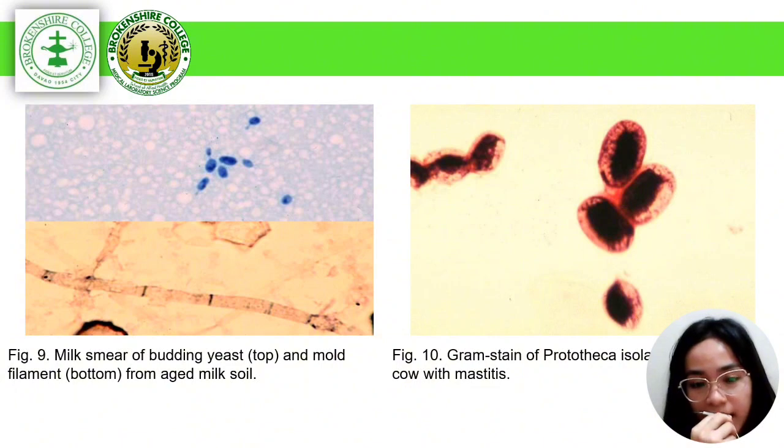Next, in figure 10, this figure displays a gram stain of Prototheca, a genus of algae-like organisms isolated from the milk of a cow with mastitis. Prototheca infection can cause mastitis and impact milk production. Identifying and addressing such infections is crucial for maintaining milk quality and animal health.